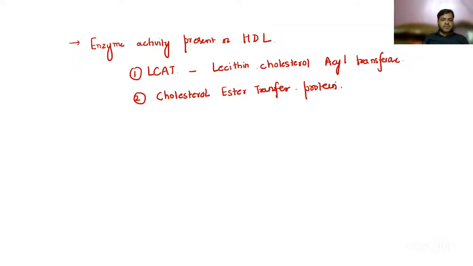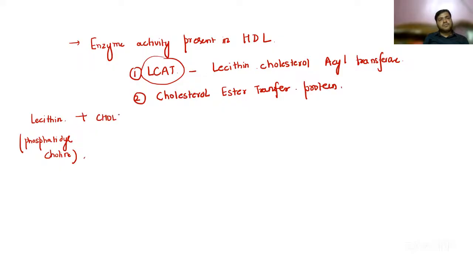Now, what is the use of this LCAT? If there is lecithin, it is also called phosphatidylcholine. We have already discussed this yesterday. It is also called phosphatidylcholine, plus we have cholesterol.